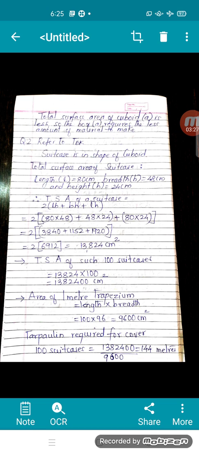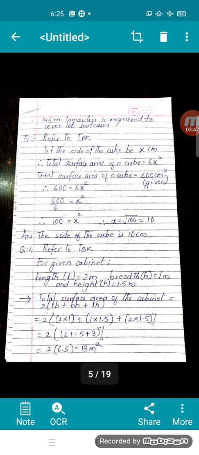Total surface area of such 100 suitcases will be multiplied by 100. Area of 1 meter tarpaulin is length into breadth, 100 into 96 is 9600 centimeter square. So the tarpaulin required for the cover, you get 144 meter as the answer. Now we go to question number 3.